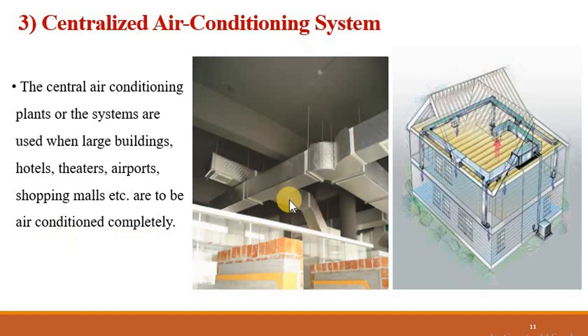In this case, ducting is very important. Similarly, here also the plant is here and through the ducting, everything is connected. This red arrow shows the hot air going here, which is cooled, and these blue arrows show the rooms are cooled with the help of this air conditioning plant. So this is all about centralized air conditioning.